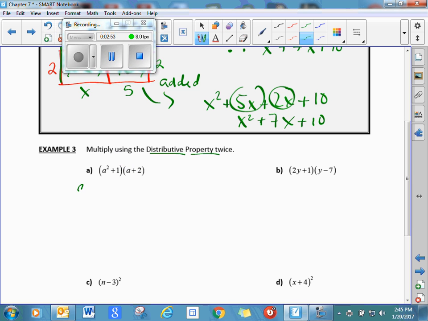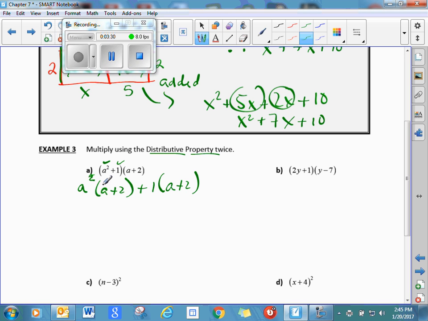So that means we're going to take a squared and multiply it times a plus 2, which is the second factor. That takes care of that. And we are going to add to that 1 times a plus 2. So this is really, we could go up and represent this with our picture like we did the example right above this, but without drawing a picture, we're going to take each term of the first factor and multiply it times the second factor.